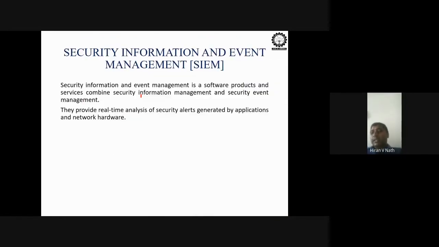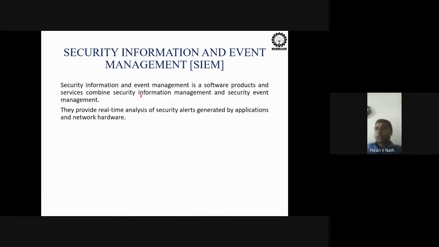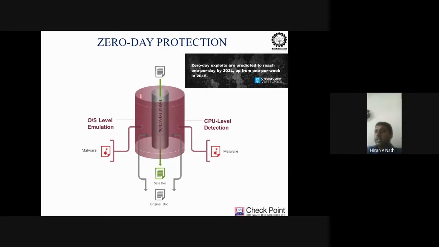So for security information and event management, there is a SIEM module which they keep apart from this, which will do the AI and ML processing, where the data correlation happens and the advanced attacks are detected. Okay. So for zero-day protection, what they do is OS level emulation and CPU level detection, and they unpack any file that comes, check the file for malicious content and detect it.